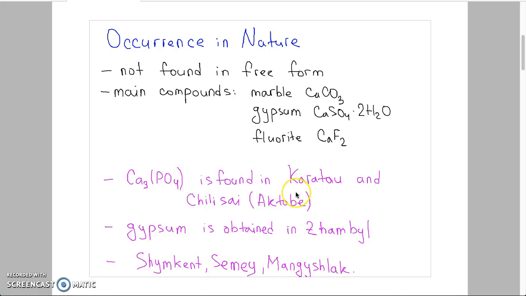In many regions of Kazakhstan, we can find compounds of calcium. Calcium phosphate is found in Karatau and Chilisai, Aktobe province. Gypsum is obtained in Jambul region. Also, we have some deposits of calcium in Shymkent, Semey, and Mangystau.